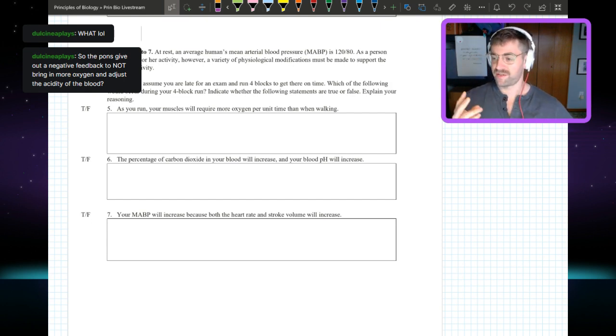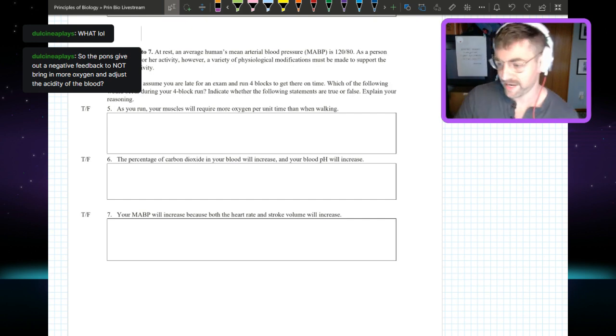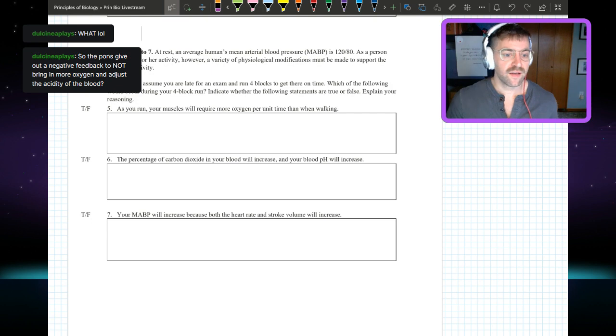Opposite. So it is negative, but it's sending a signal to bring in more oxygen to adjust the acidity of the blood. More oxygen is going to increase the pH. Equilibrium. Question 7.